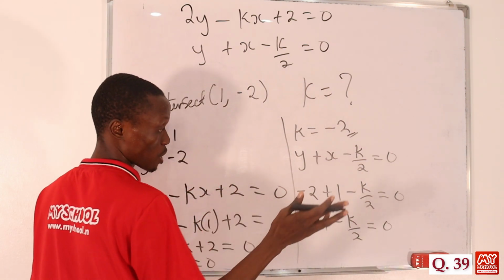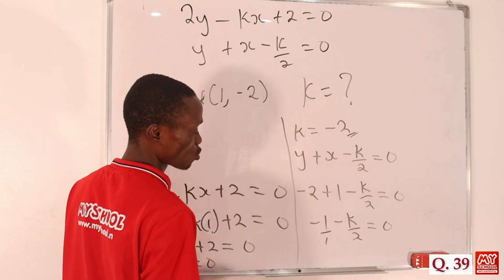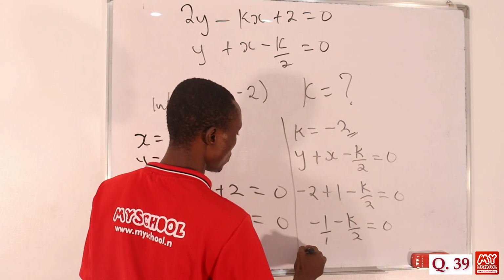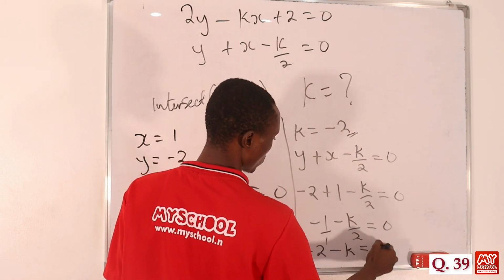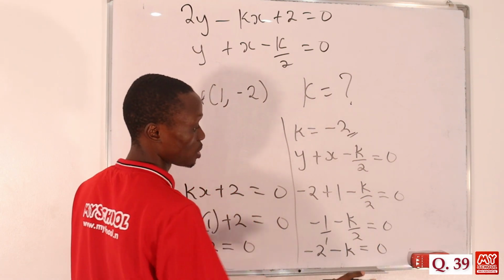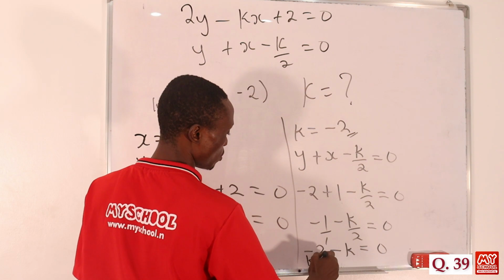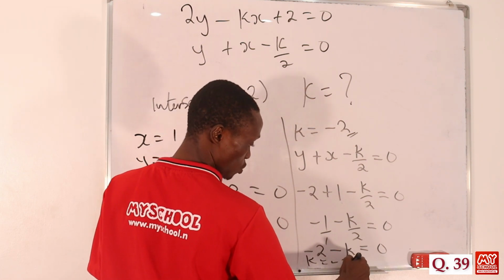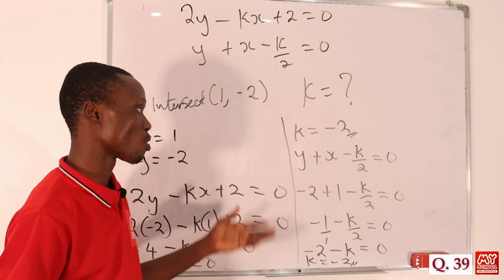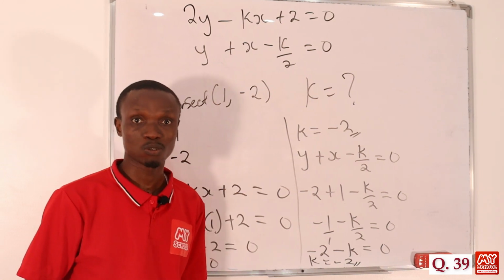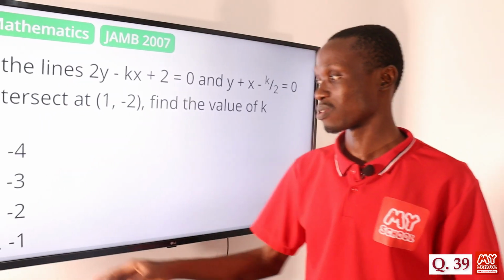So we can multiply through, because this is also over 1, so we can multiply through by 2. If we multiply here by 2, we'll have minus 2, then here we have just minus k to be equal to 0, because 2 times 0 is 0. Then if we move k to the other side of the equation, we'll have k equal to minus 2. So we can say that the value of k is equal to minus 2. So let's return back to the screen to pick the correct answer to this question, and that is option C, minus 2.